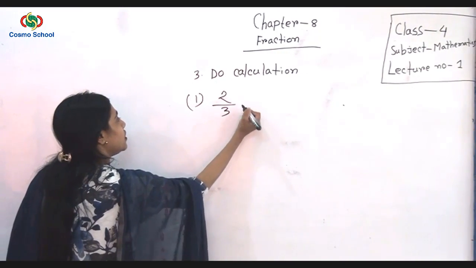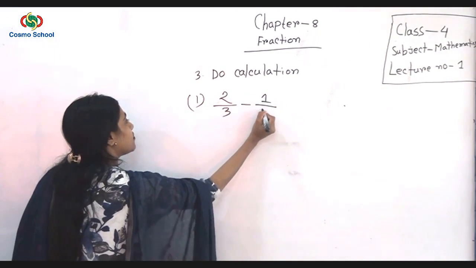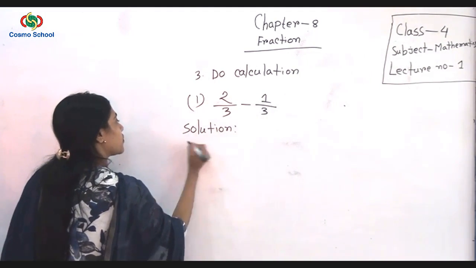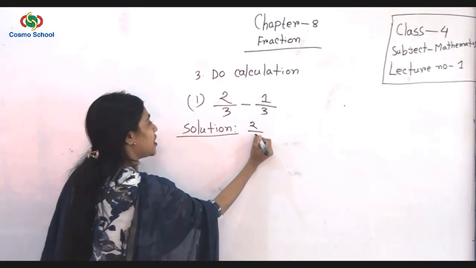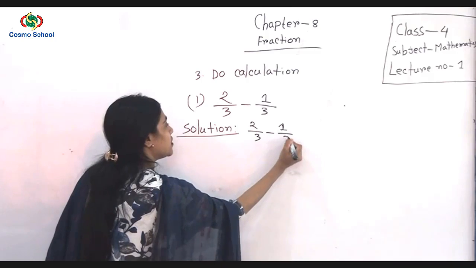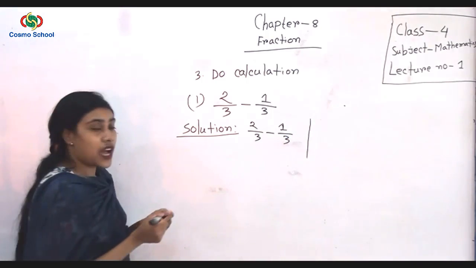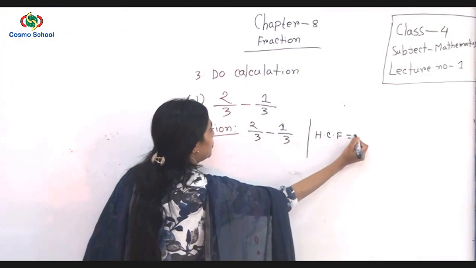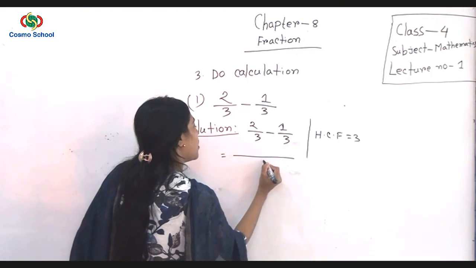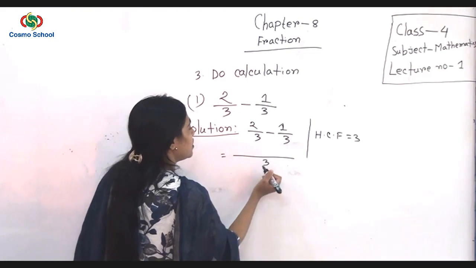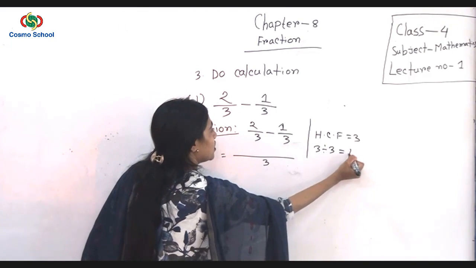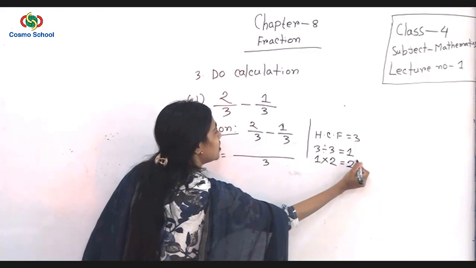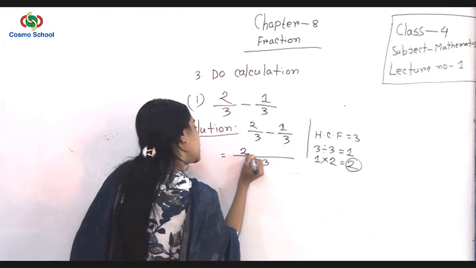2 divided by 3 minus 1 divided by 3. Solution. 2 divided by 3 minus 1 divided by 3. At first, I find out the HCF. The HCF here is 3. Now I put this 3. Same process. 3 divided by 3 equals 1, and this 1 is multiplied by the numerator and I get the result 2. This 2 is put here.